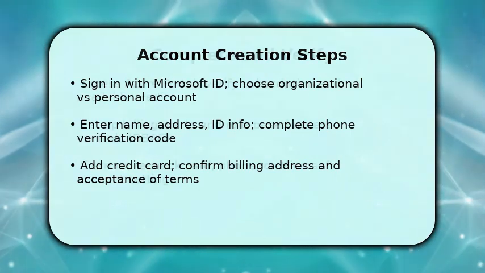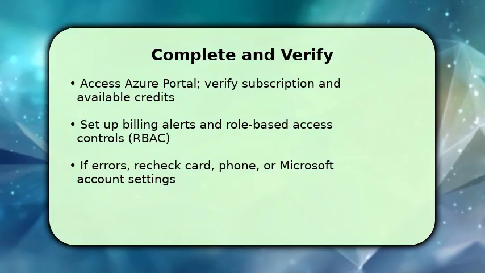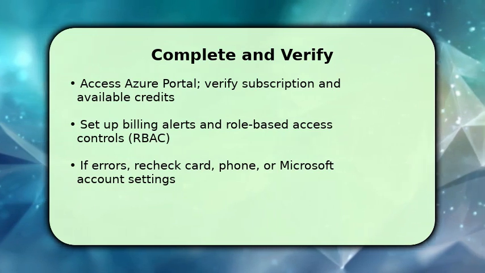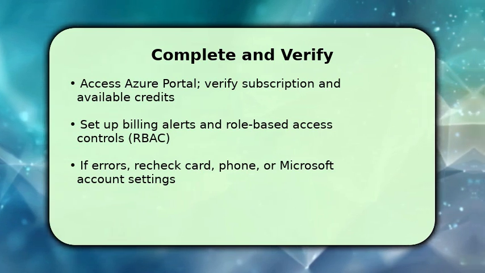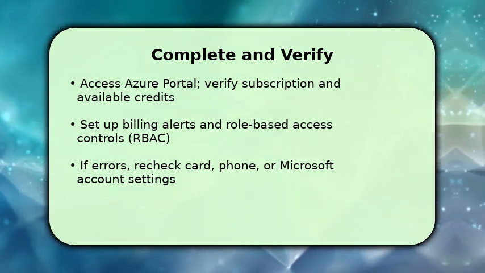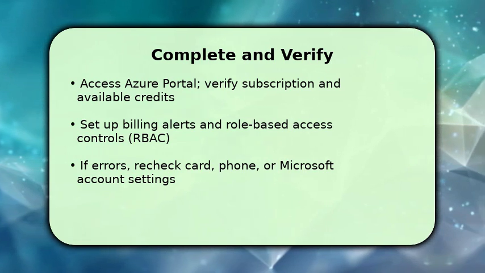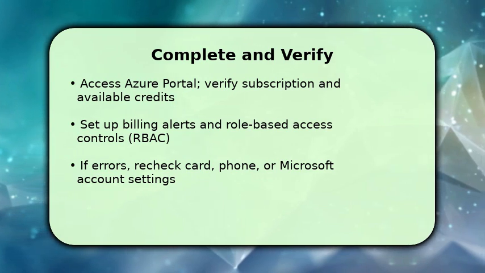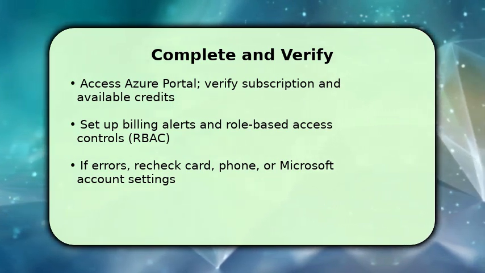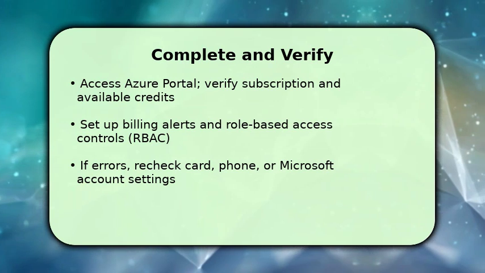You complete setup by signing into the Azure portal and confirming your subscription shows active and any trial credits appear. This confirms billing and identity checks passed. Immediately set billing alerts and configure role-based access control so you limit accidental charges and secure resources. Make sure to add a secondary contact and enable MFA for safety.